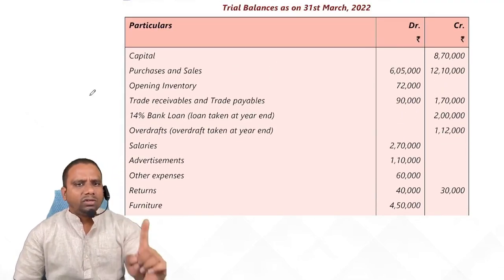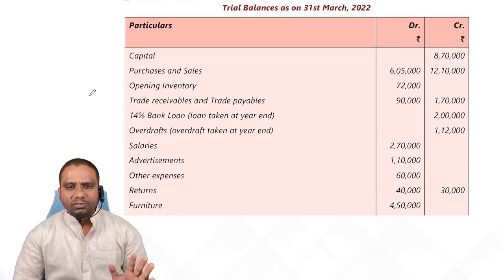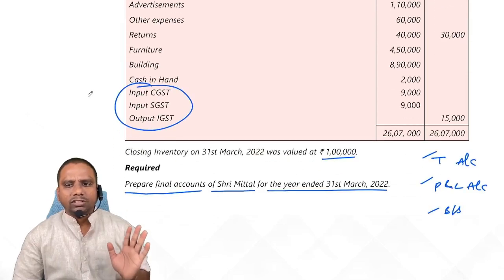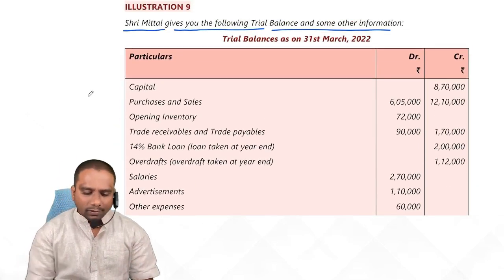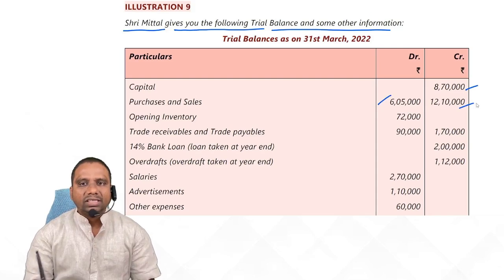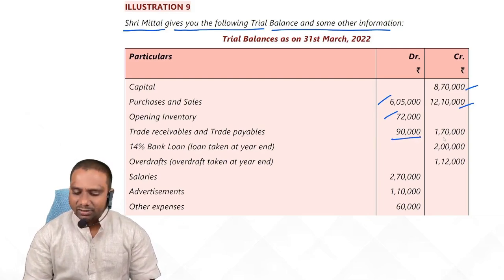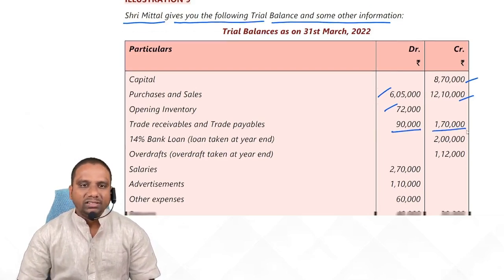Now look, identify one by one item. Identify the appropriate place for each item: either trading account, profit and loss account, or balance sheet. First one, capital: balance sheet liability side. Purchases: trading account debit. Sales: trading account credit. Opening inventory: trading account debit. Trade receivable: balance sheet asset side. Trade payables: balance sheet liability side.